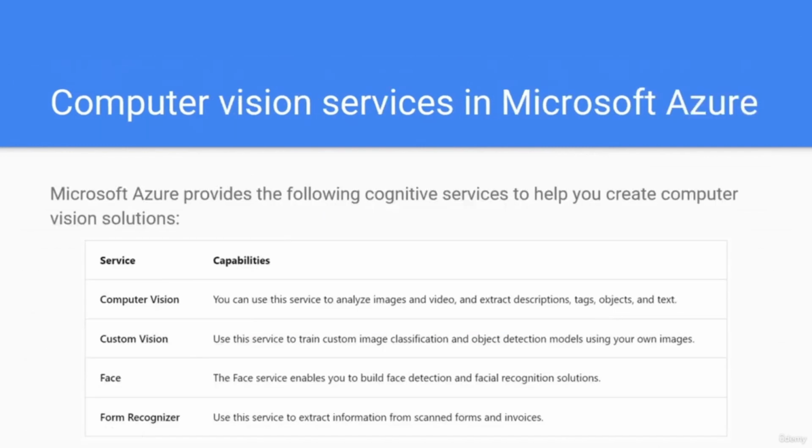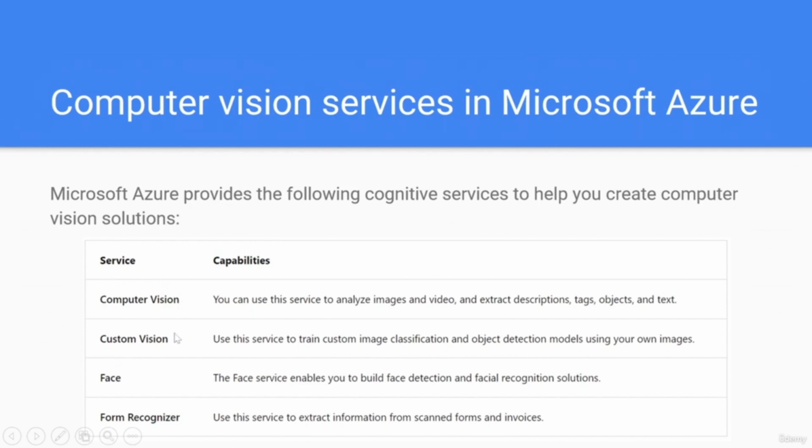Computer vision services in Microsoft Azure. Now, Microsoft Azure provides the following cognitive services to help you create computer vision solutions. The first service is computer vision. You can use this service to analyze images and videos and extract descriptions, tags, objects, and text. This is called computer vision.